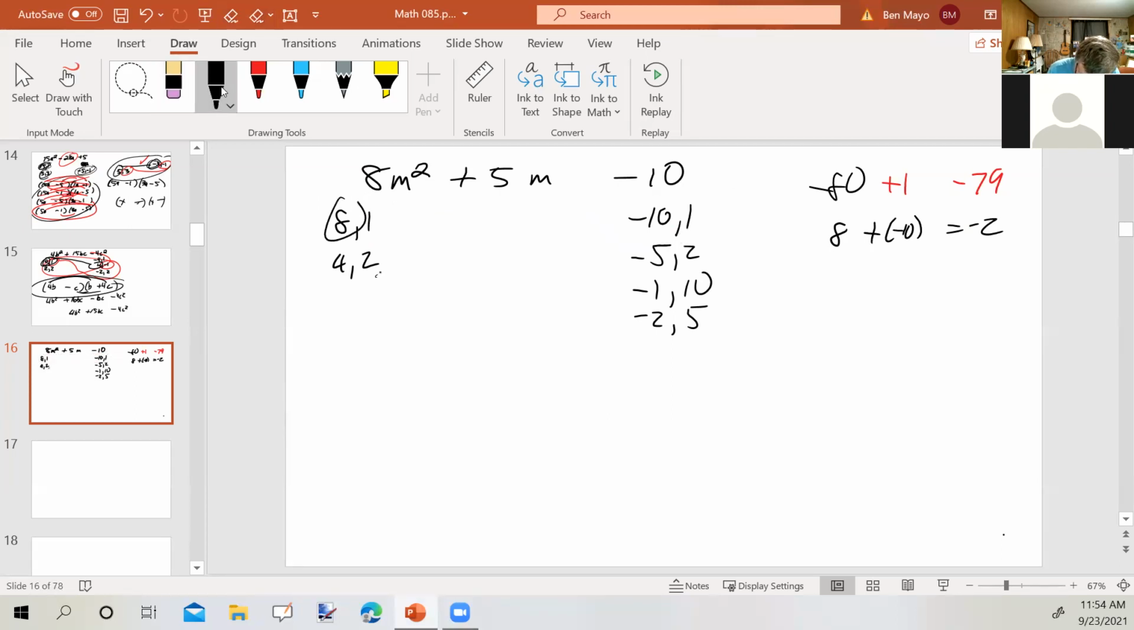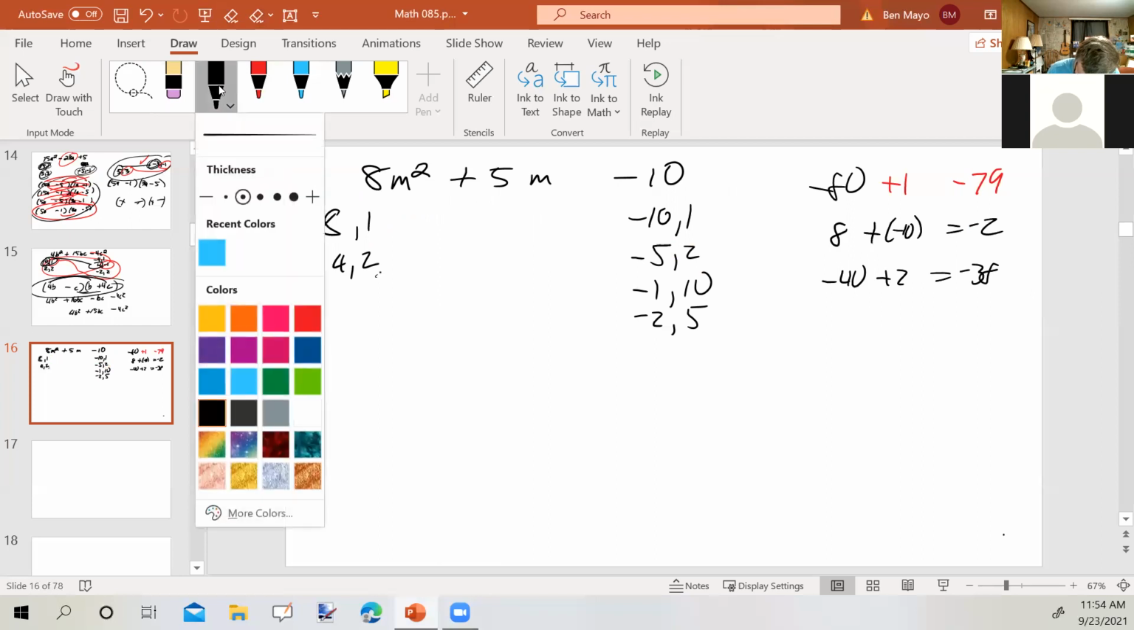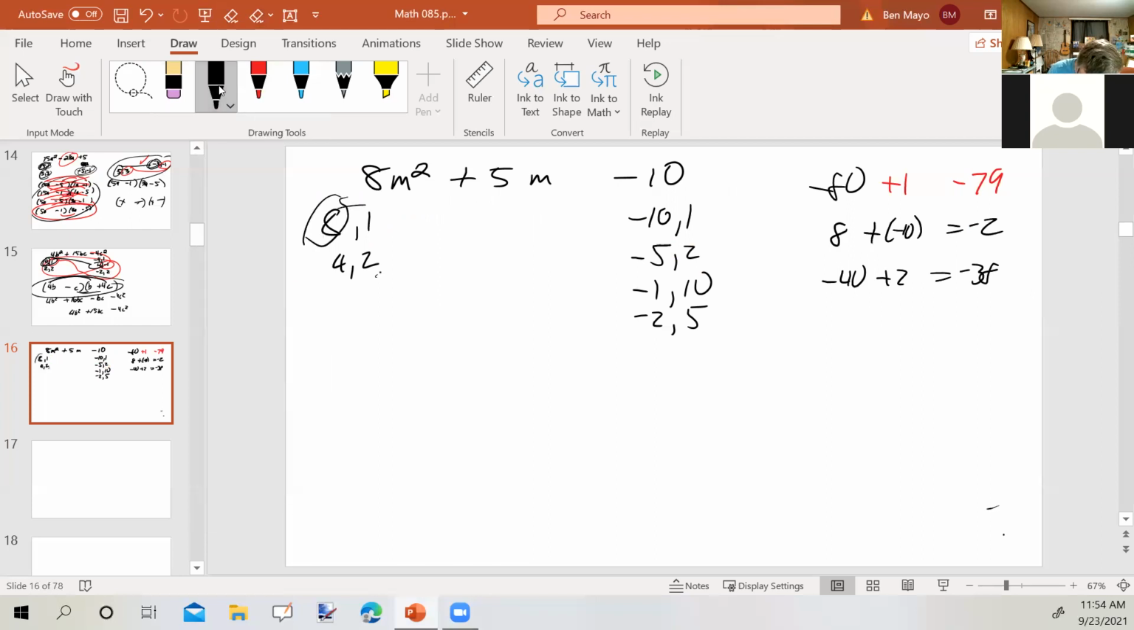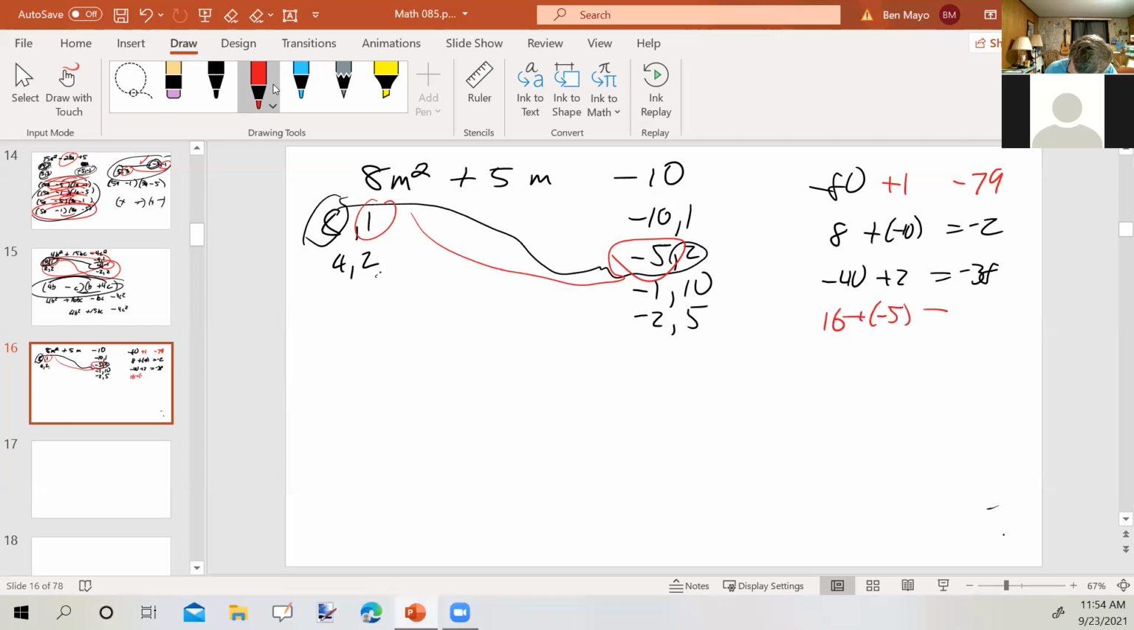All right. So we're going to take the first one here with the first one there, the second one here with the second one there. Negative 40 plus 2 is negative 38. So that didn't work. So we're going to take the first one here with the second one there, and the second one here with the first one there, which is what? 16 plus negative 5 is 11. So that one didn't work either.